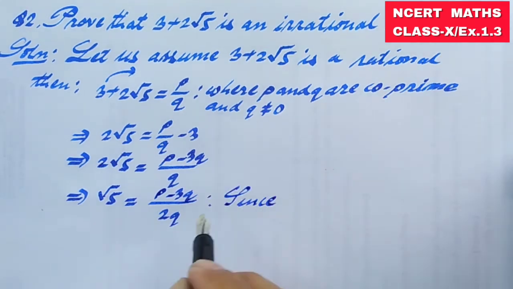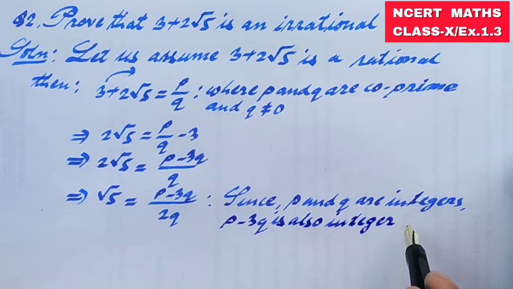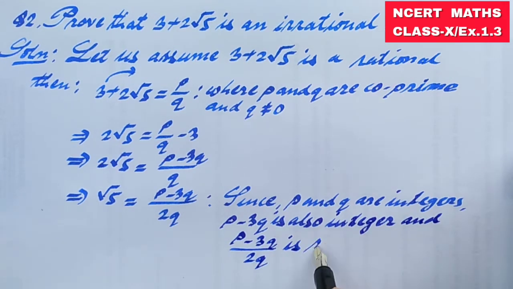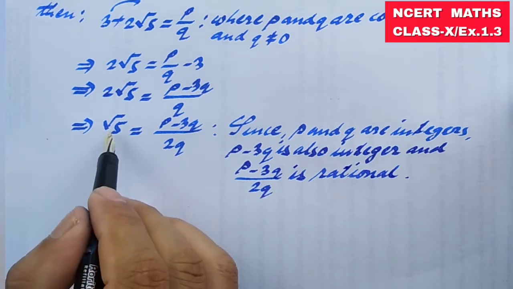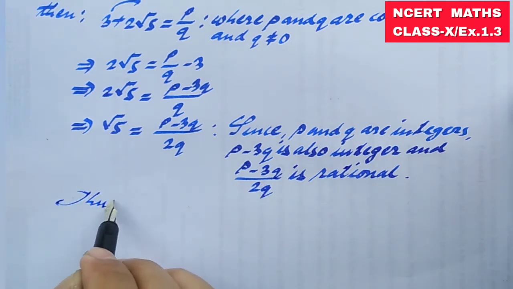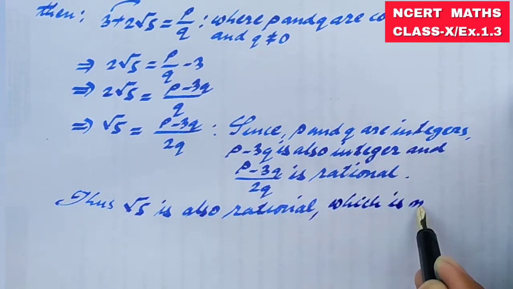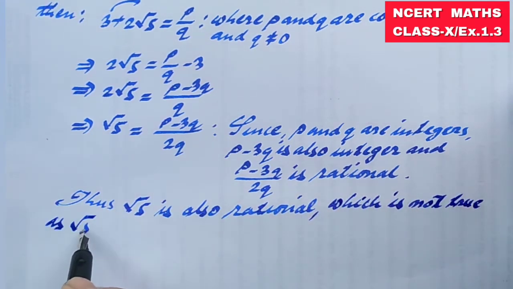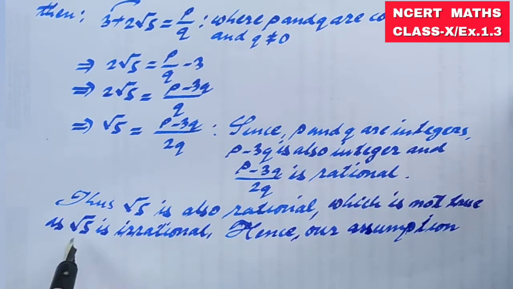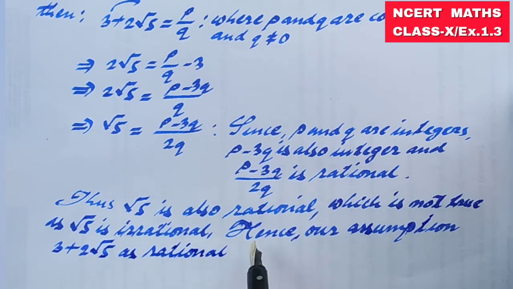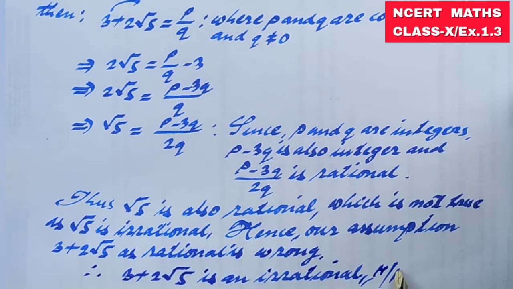So now since p and q are integers, p minus thrice q is also an integer, and p minus thrice q by twice q is a rational. Now p minus thrice q by twice q is a rational, then root 5 is also a rational number, which is not true, as root 5 is irrational. Hence our assumption that 3 plus 2 root 5 is rational is wrong. Therefore 3 plus 2 root 5 is an irrational number, hence proved.